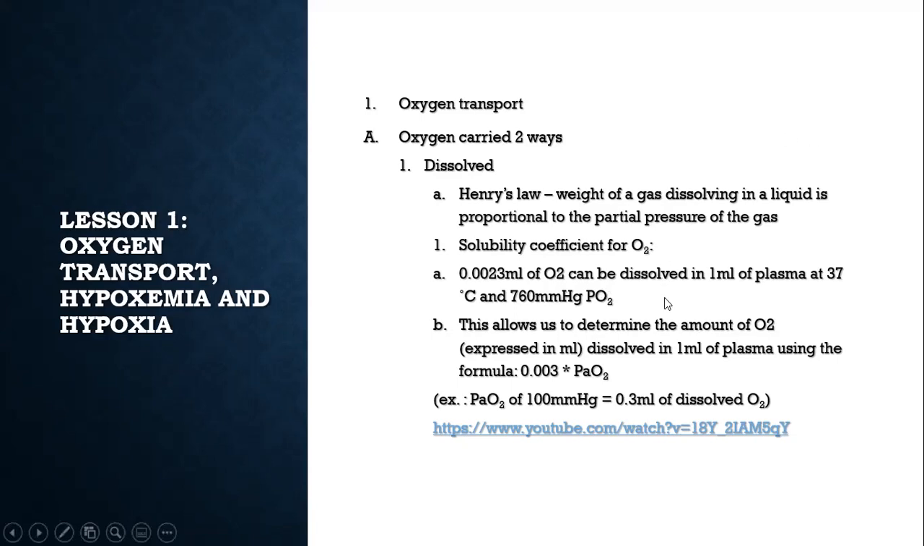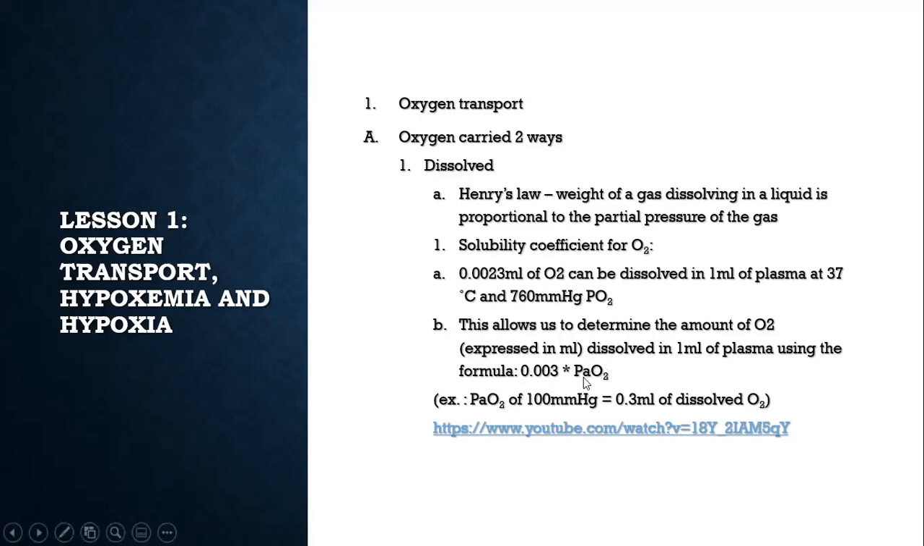Now let me show you that right quick. Well, before, let me finish this up. This allows us to determine the amount of oxygen, expressed in milliliters, that is dissolved in the plasma. Now this is the formula that you must remember. The formula for dissolved oxygen in the plasma is 0.003 times the P little a O2.